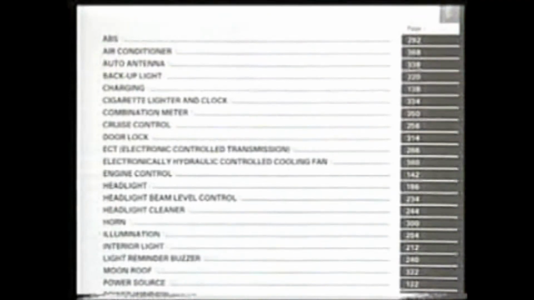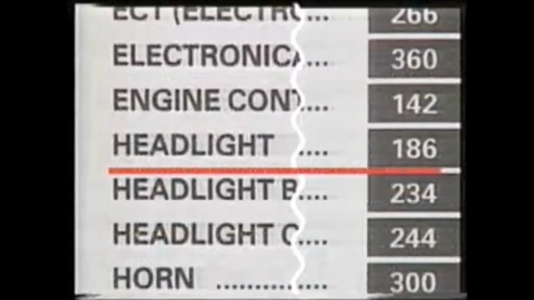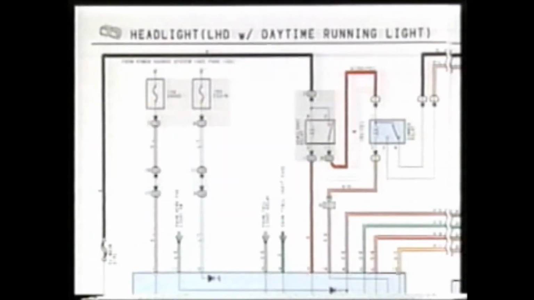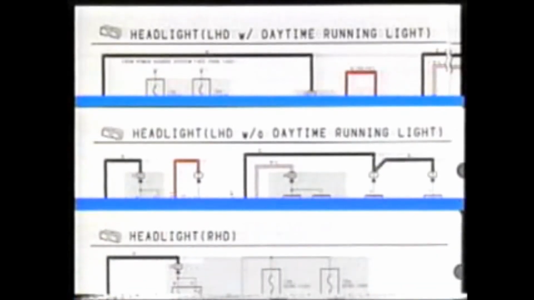Now let's return to the table of contents for the circuitry for individual systems. For example, when we want to examine the headlight system, we turn to page 186. When we open to page 186, we see the system circuitry for the headlight system. This includes the daytime running lights for left-hand drive vehicles. As you can see, the system circuitry is listed on different pages, depending on the vehicle specifications, so you must consult the applicable page.